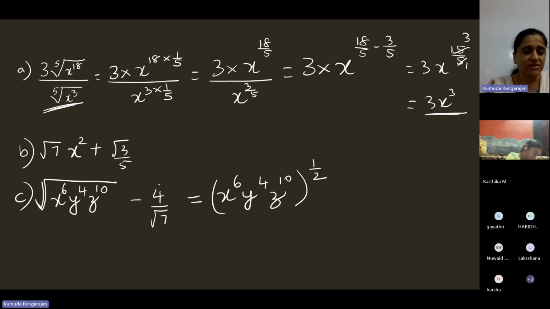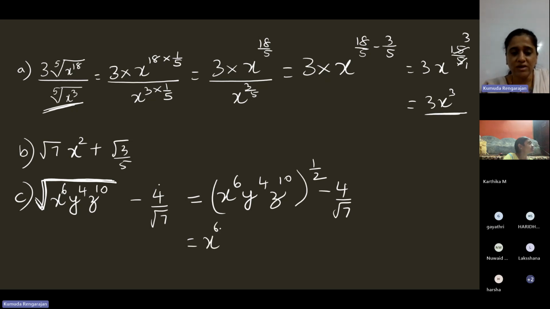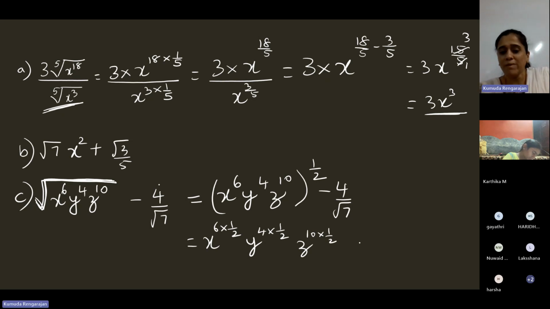Because when you remove the radical sign, square root of, you should raise the base to the power 1 by 2. When you remove this radical sign, square root, you must raise the base to the power 1 by 2. Correct? Minus 4 by root 7. Now this is x to the power 6 into 1 by 2, y to the power 4 into 1 by 2, z to the power 10 into 1 by 2. Minus 4 by root 7.